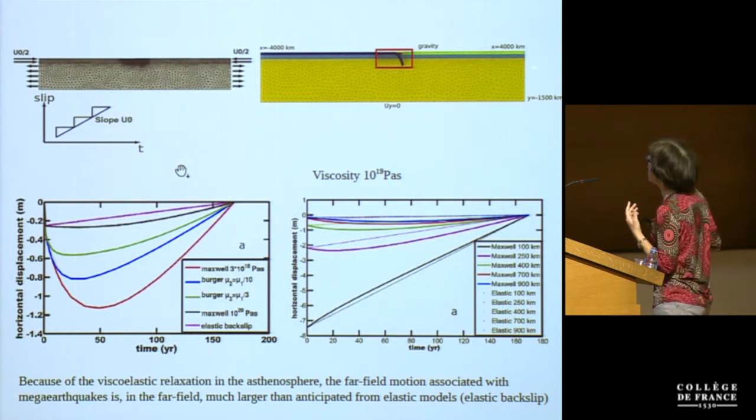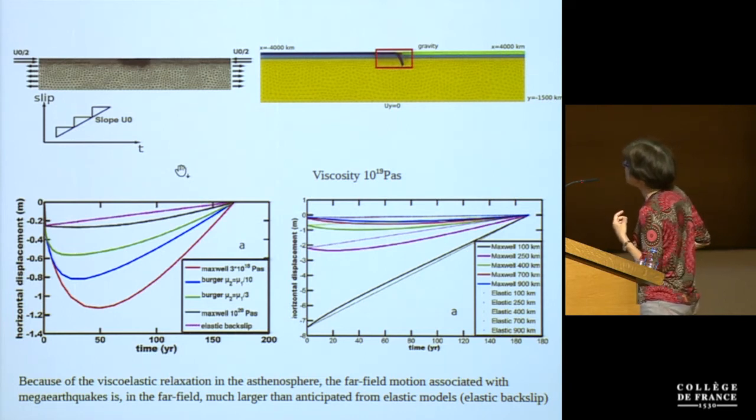Now, as you have a softer and softer lithosphere, you get more post-seismic deformation, and you get also a deformation, but in the opposite direction at the end of the seismic cycle, which is much larger. It is what you see on those curves here. The blue or the red curve have velocities at the end of the seismic cycle much larger than the velocity for the elastic backslip model.